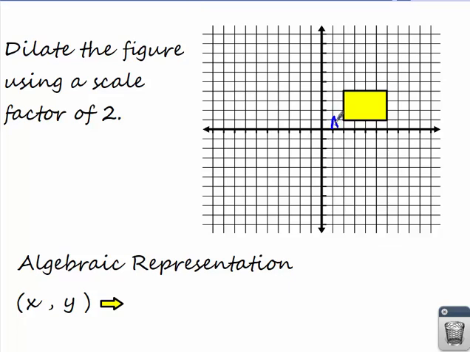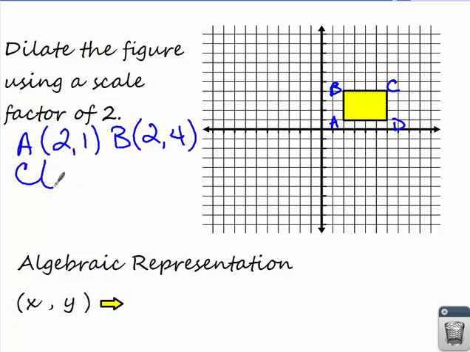I'm going to say that these points are A, B, C, and D. Point A is found at 2, 1. B is found at 2, 4. C is going to be found at 6, 4. And D is going to be found at 6, 1.